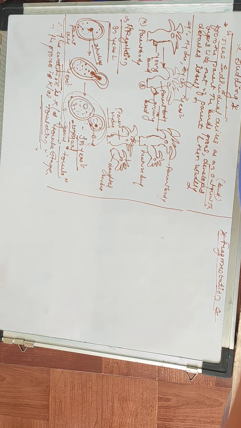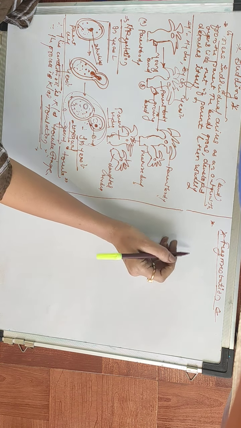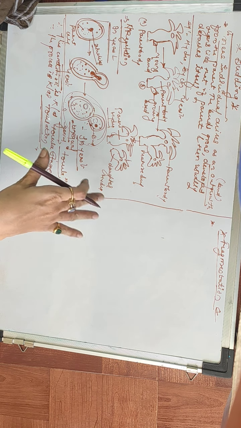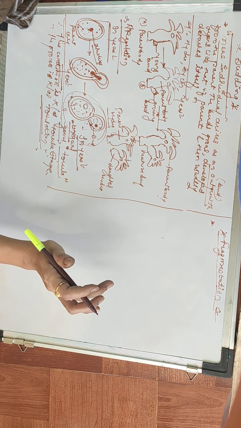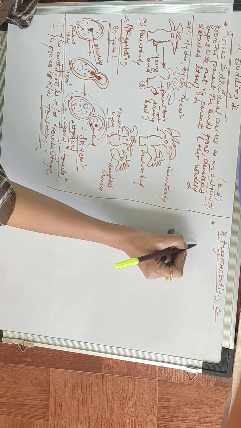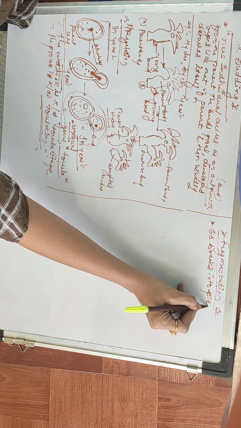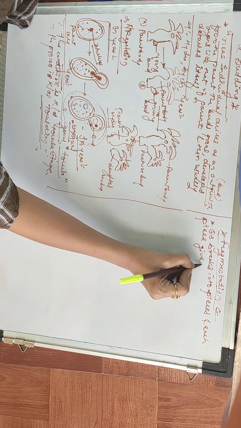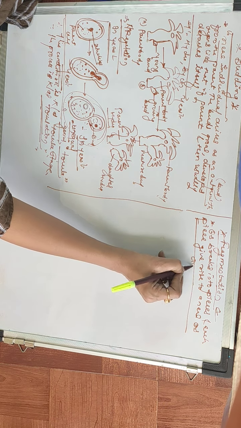So we'll see what you mean by fragmentation. Fragmentation is another mode of asexual reproduction in which the organism breaks into two or more pieces, and each piece gives rise to a new organism. This is known as fragmentation. So what happens in fragmentation? The organism breaks into pieces, and each piece gives rise to a new organism.